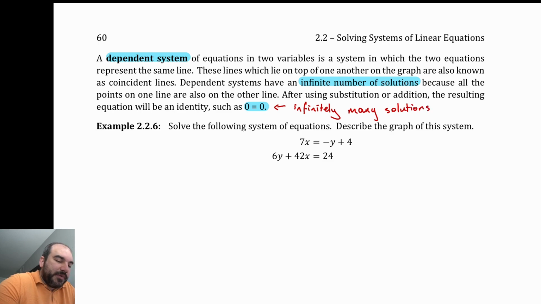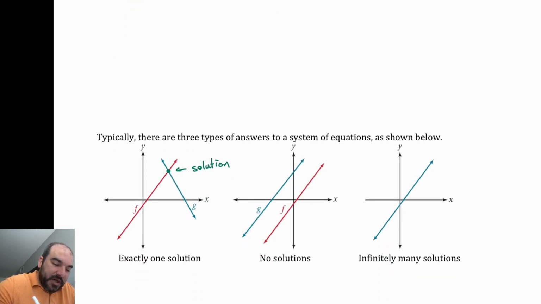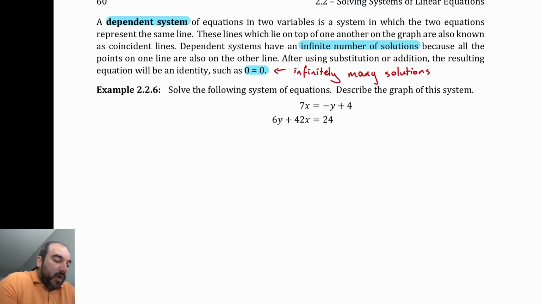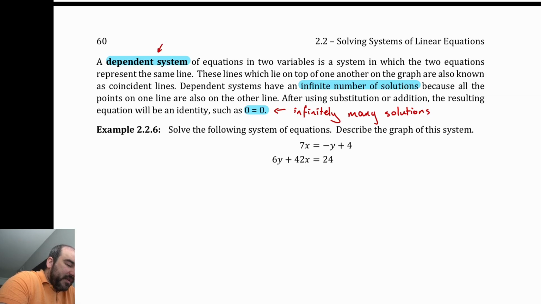The thing I'm writing in red is what you would write for your answer. You say infinitely many solutions, or if the question is asking what kind of system it is, you can say dependent system. Or if it's multiple choice, a dependent system is one of the choices. What this means is that the lines are on top of each other, and therefore every single point that satisfies one equation will also satisfy the other equation. So they're the same line. This happens when the two equations represent the same line.